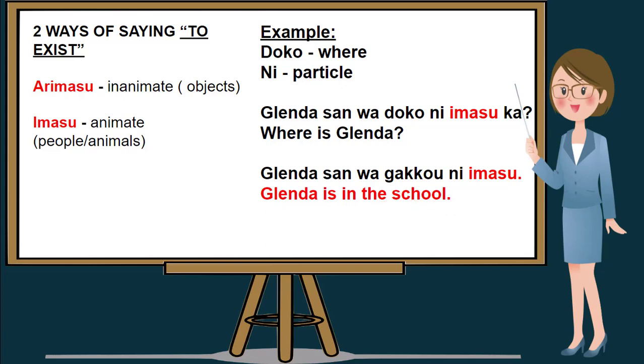Let's read these sentences once again, starting from the first example. Glenda-san wa doko ni imasu ka? In English, it means where is Glenda? In my second example, let's try to read this one. Glenda-san wa gakko ni imasu. In English, it means Glenda is in the school.